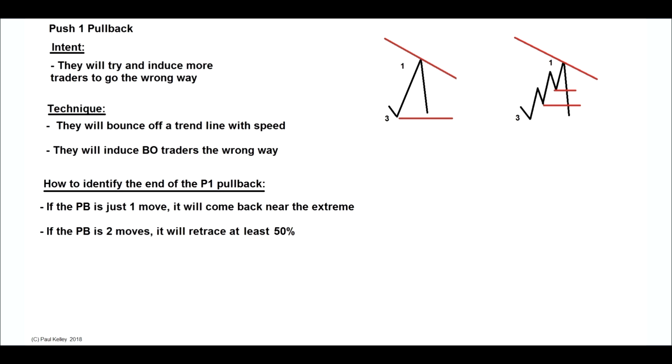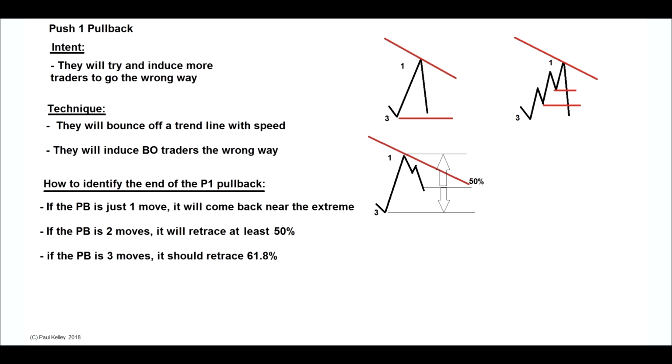If the push 1 pullback has two moves in it, it's going to go back at least 50%. They don't always have three. They can have one or they can have two, but if you have two moves in it, it's coming back 50%. And if it has three moves in it, look for it to come back 61.8%. This is an excellent place for a reversal or the extreme of the push 1 pullback.